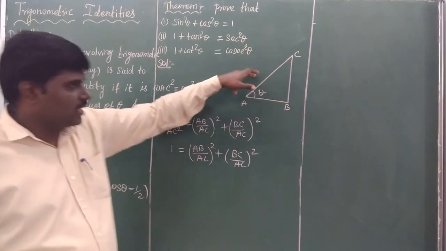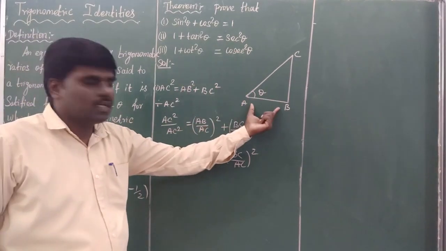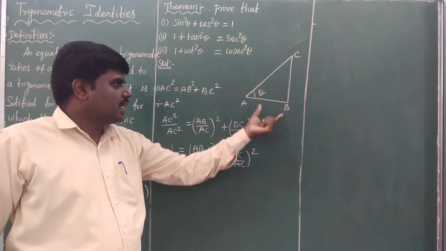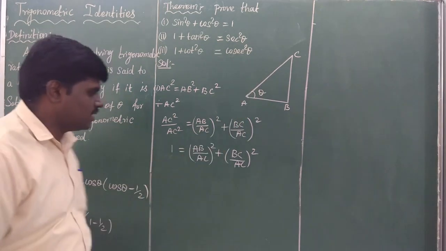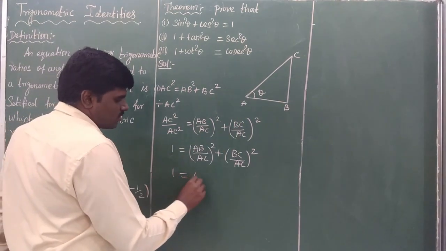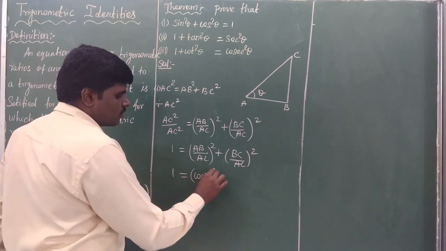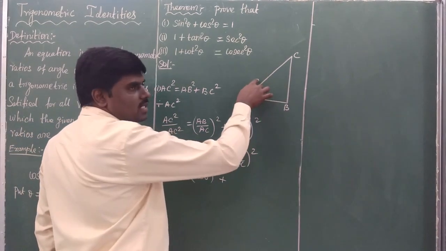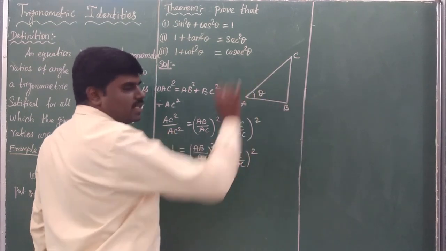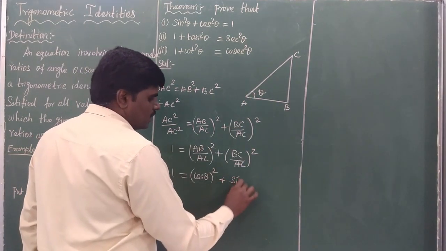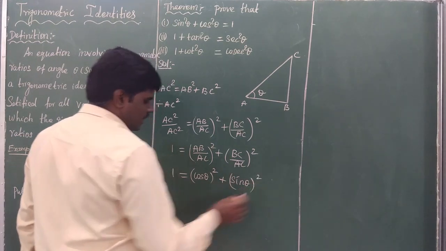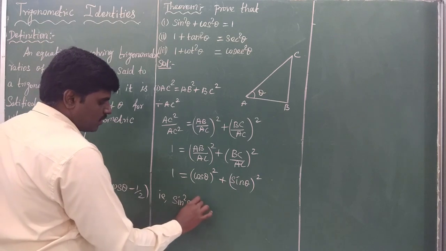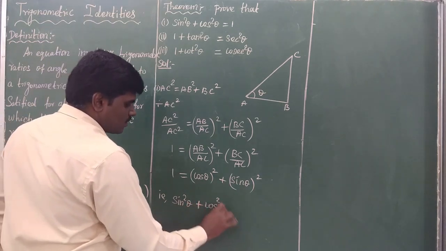Now think about AB by AC. That means cos theta. What's the cos theta formula? Adjacent side by hypotenuse. Here the adjacent side is AB and the hypotenuse is AC, so AB by AC is cos theta, the whole square. Plus BC by AC, which is sin theta, opposite side by hypotenuse, the whole square. This is simple. So what is the conclusion here? Sin square theta plus cos square theta is equal to 1.